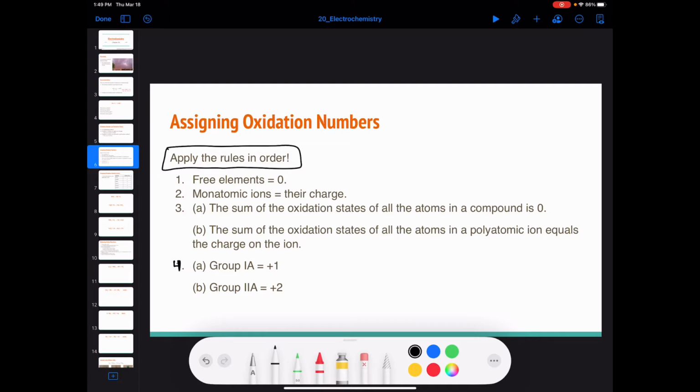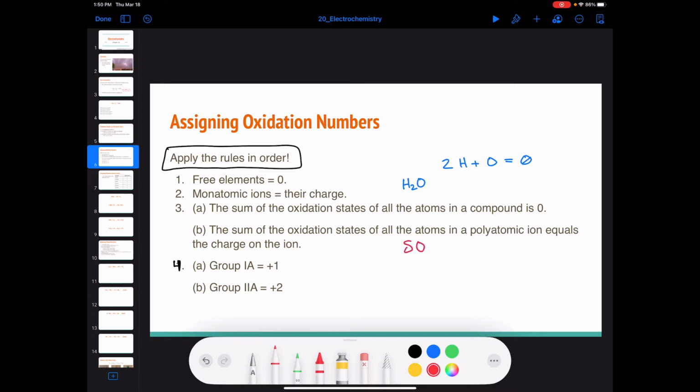The next 2 rules are 2-part rules. So number 3 says that the sum of the oxidation states of all atoms in a compound is equal to 0. What that means is that if I were trying to come up with the oxidation numbers for hydrogen and oxygen in water, I would know that I would have 2 hydrogens, and whatever their oxidation number is, plus the oxidation number of the oxygen, and that those would have to add up to 0, okay, by definition.